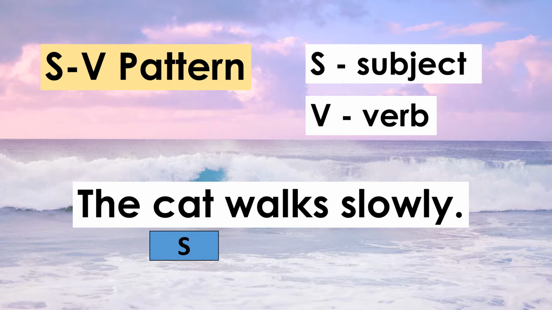Now, what is the verb or the action word in the sentence? What is the cat doing? Very good. Walks. Walks is the verb in the sentence. We have S or subject, which is cat, and V or verb, which is walks. This sentence has a SV pattern or subject-verb pattern.